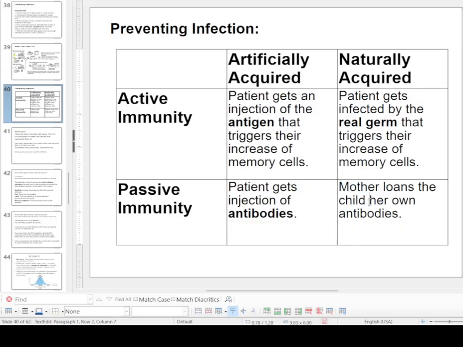A way to make sure that the baby does make their own antibodies is that about 6 months later, the baby starts getting shots, vaccines. So they are artificially acquired.